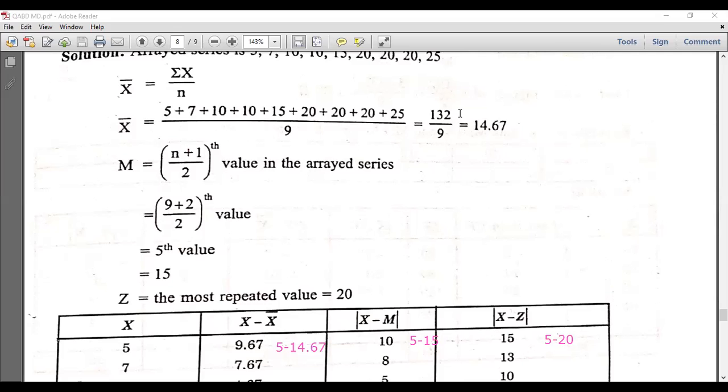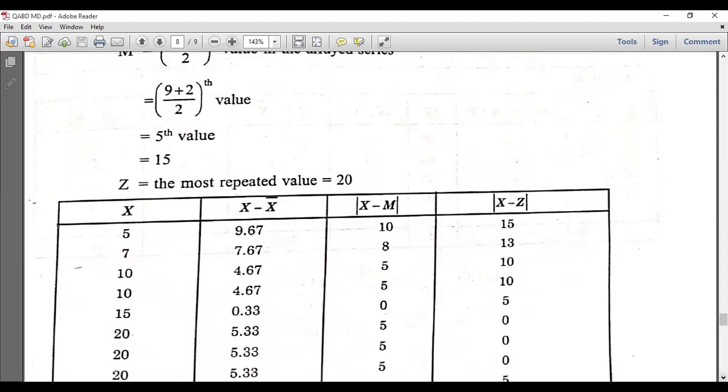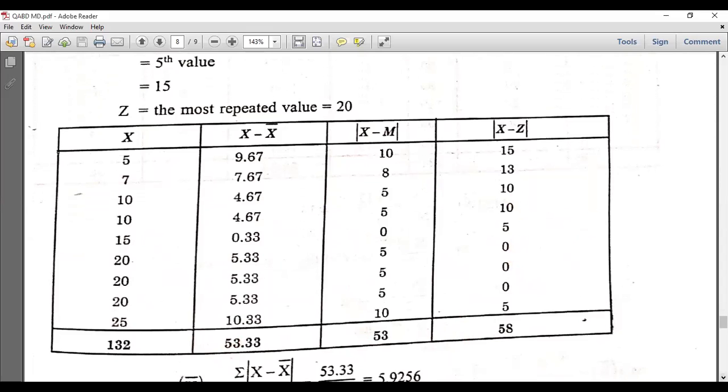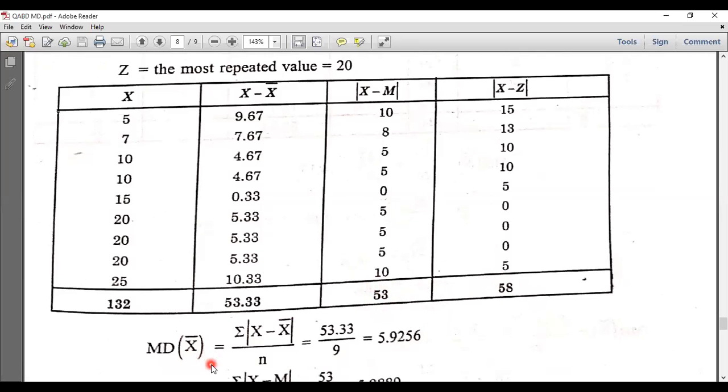So after calculating all, the same applies for all. We'll get the summation of modulus d for mean, summation of modulus d for median, and summation of modulus d for mode. Again, the formula is the same: summation of f into modulus d divided by n. Just take these values divided by n, and we'll get the mean deviation using mean, median and mode.